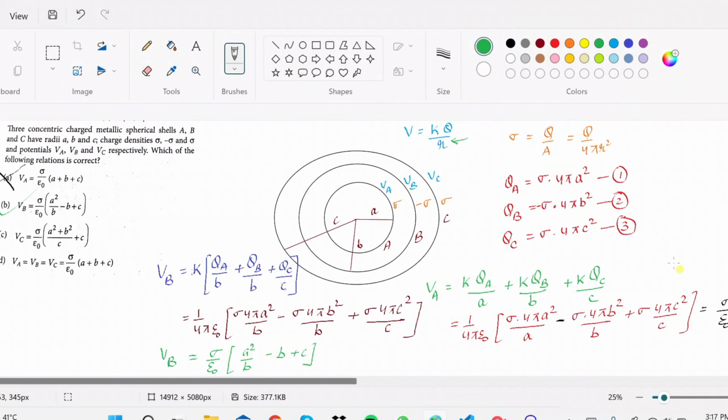Similarly, you can find VC yourself, because since I got the correct answer, I am not moving ahead. I hope you can do it yourself at home and check whether VC is correct or not. In a similar fashion you can find VC also.